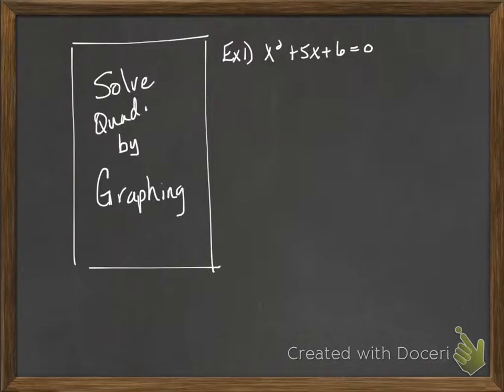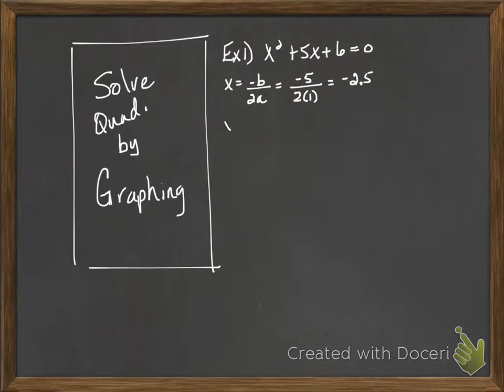You started out with x is equal to negative b over what? 2a. Okay. What is b in this equation? 5. But if the equation says negative b, then you're going to put in a negative 5 divided by 2 times a. A is 1. That's going to be negative 5 divided by 2. What's negative 5 divided by 2? Negative 2.5.